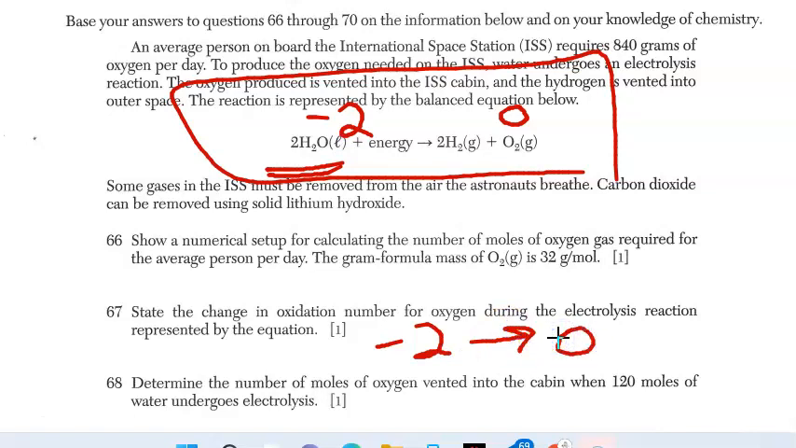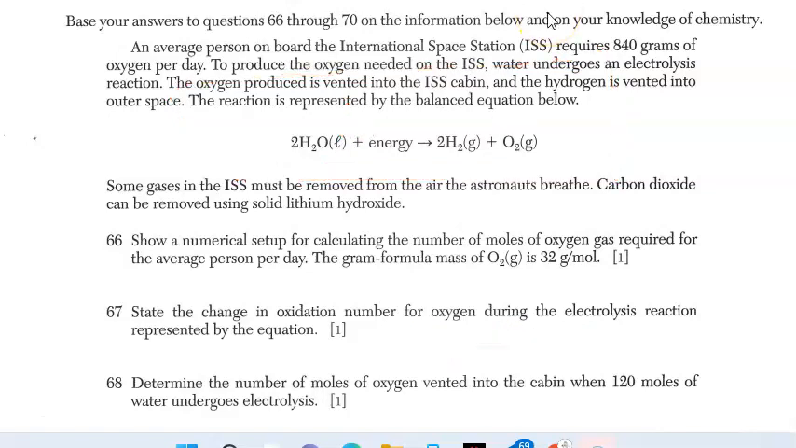For 68, it says determine the number of moles of oxygen vented into the cabin when 120 moles of water undergoes electrolysis. All right, so now we have a stoichiometric problem. Again, let me erase all of this. What I like to do with my students, this is what we call a mole-mole problem. You're given moles, you're solving for moles. The moles you're solving for, you've got to go back to the balanced equation. Here's my X, and I have 120 moles of water to start.